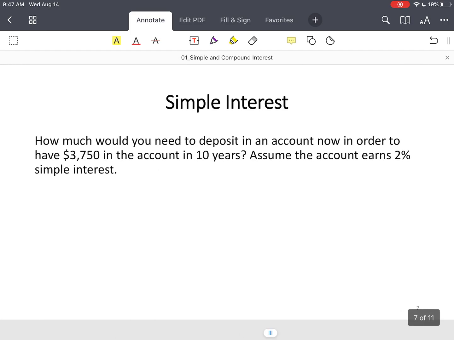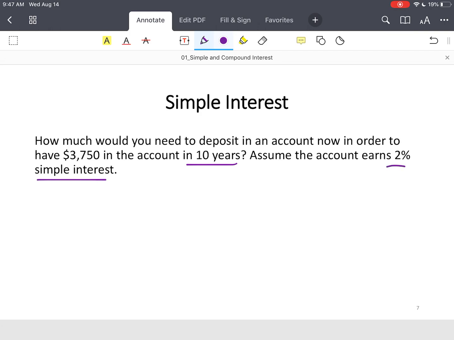In our next example, it says, how much would you need to deposit in an account now in order to have $3,750 in the account in 10 years? Assume the account earns 2% simple interest. Now this one is a little bit more complex, but again, take what you know. Don't get in a rush. We know we've got time. It's 10 years. Simple interest, 2%.